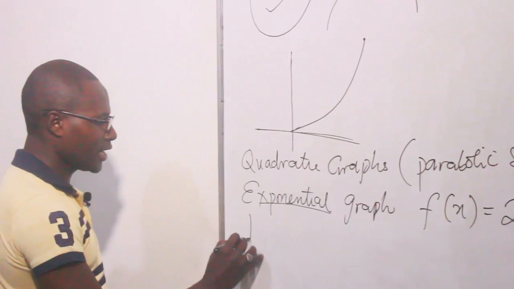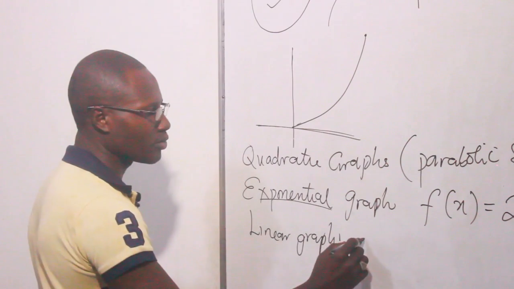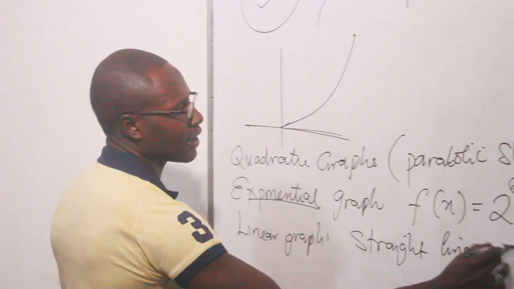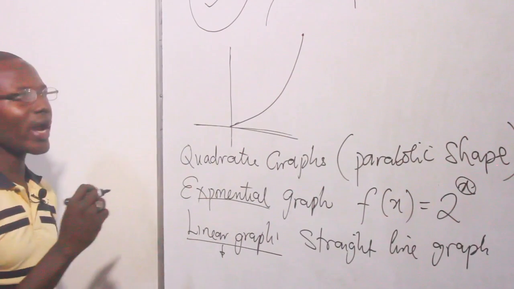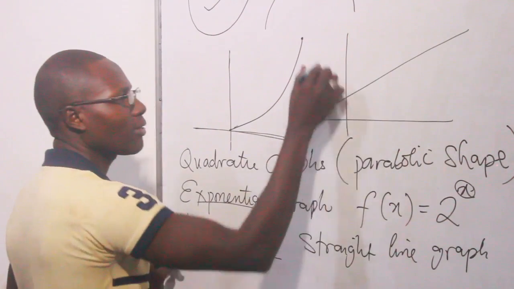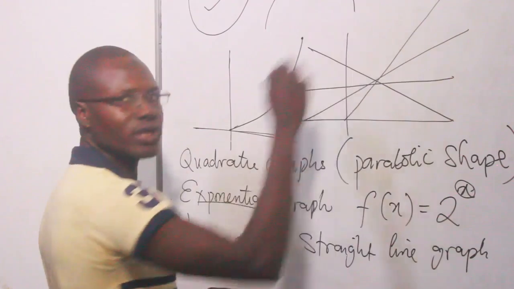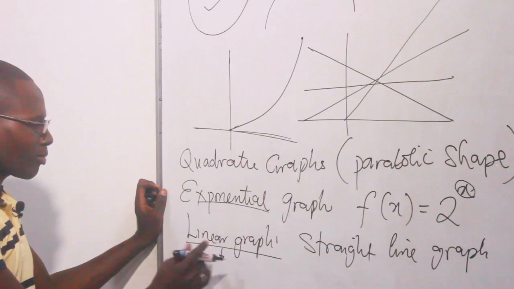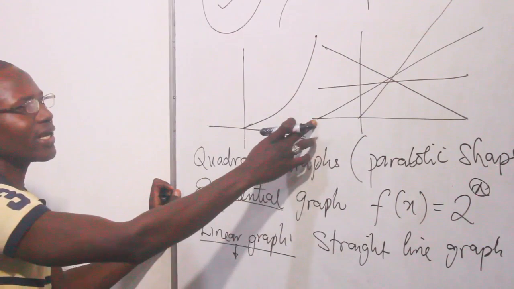Again, we have a linear graph. Some people call it a straight line graph. Normally, this is called a simultaneous graph, where we always have a straight line graph either this way, or this way, or this way, or this way. All these types of graphs are called linear graphs. Why linear? Because they have the characteristic of being in a straight line.